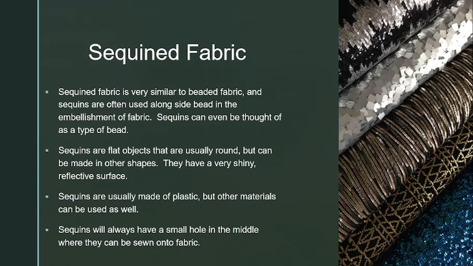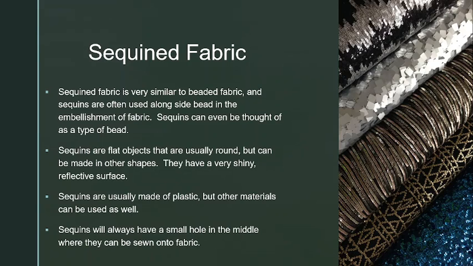Sequined fabric. Sequined fabric is very similar to beaded fabric, and sequins are often used alongside beads in the embellishment of fabric. Sequins can even be thought of as a type of bead. Sequins are flat objects that are usually round, but can be made out of other shapes as well. They have a very shiny, reflective surface.